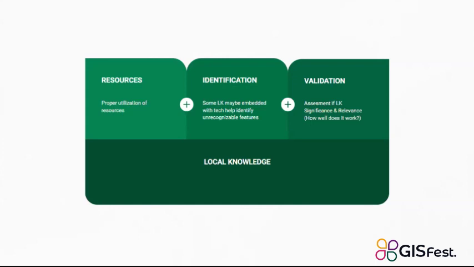So that helps us to easily mobilize the resources as well as utilize them. We can also use local knowledge embedded with technological innovations to help us identify unrecognizable features, which helps in easy identification of features on the ground. Also, we sit with different communities. We have community meetings for validation of data, to see its relevance, how significant it is, and how it works in the local context.